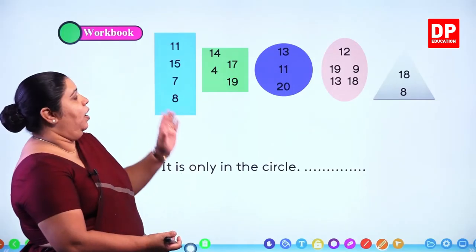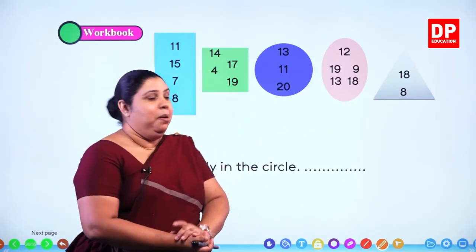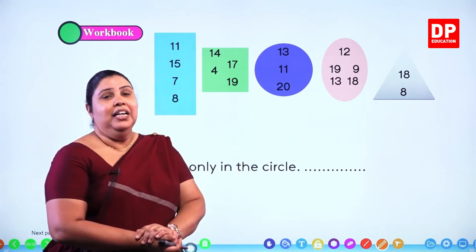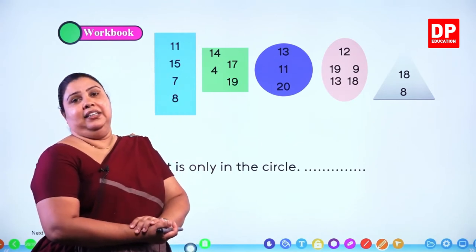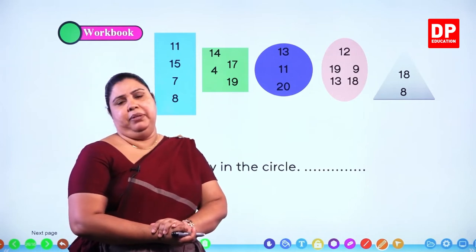Now we have all five shapes, but this particular number is only in the circle.